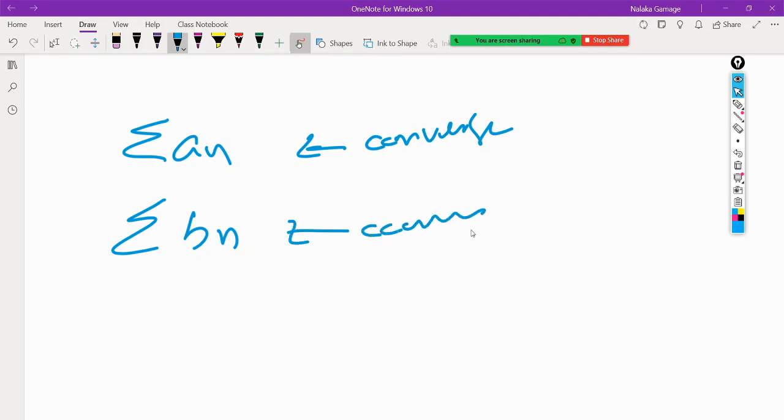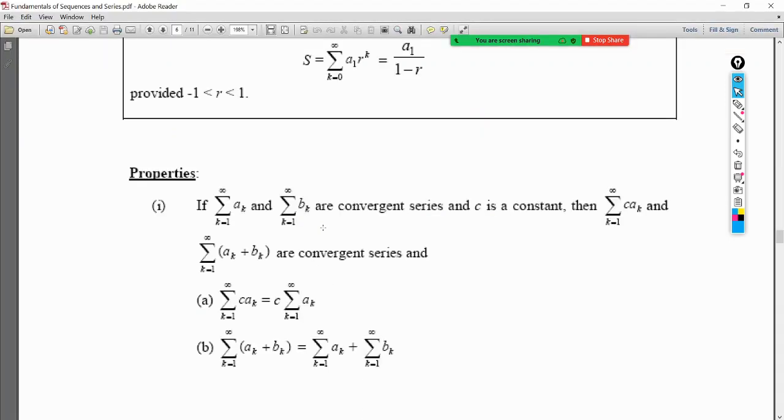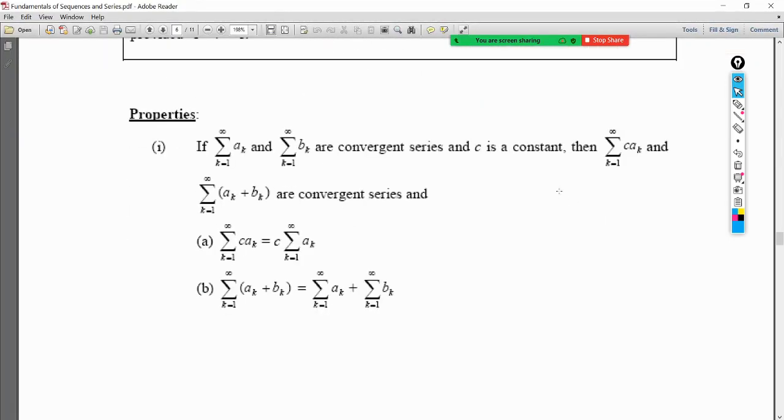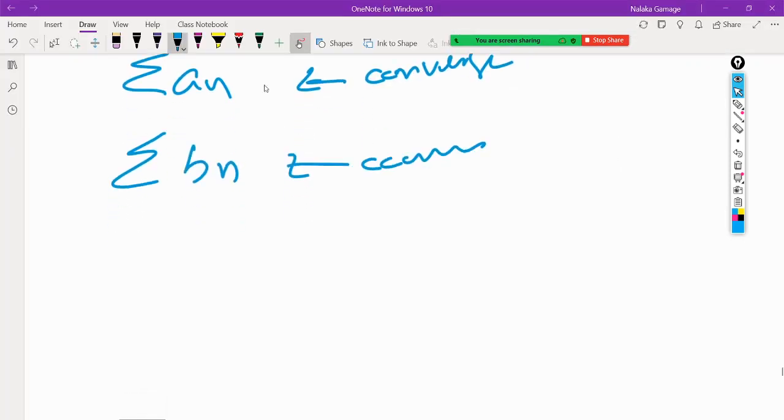Right. Now we have two rules. The first rule says, if you have C, now assume that sigma an equals some value. Let's say the series converges, that is, it reaches a value S. Now it's convergent and assume that it is capital S.